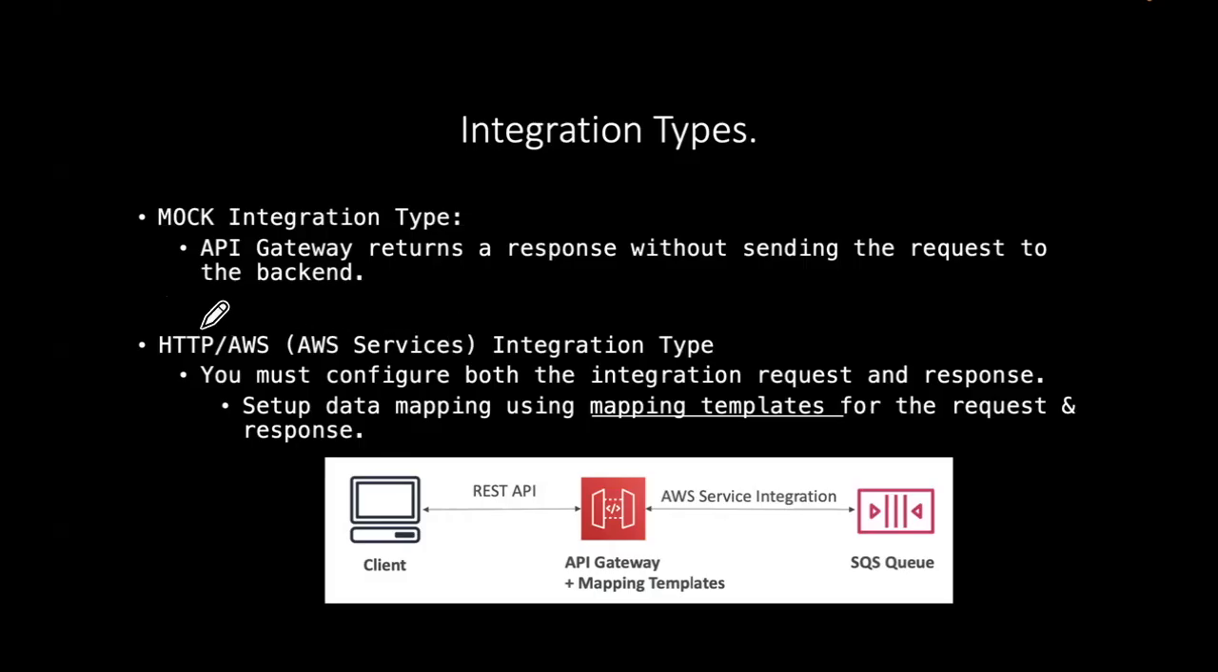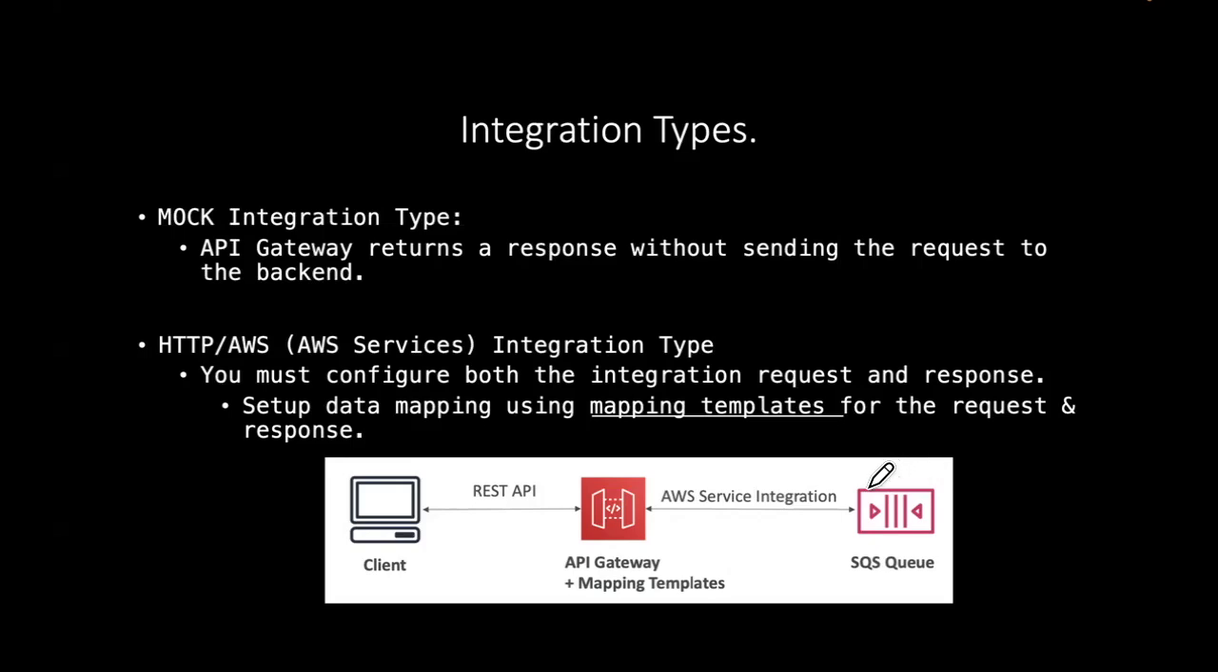Well, for that integration type, we are saying that the backend is certainly not going to be a Lambda. It's going to be some other type of resource. And in the image down here, I'm giving you one example. It's where the backend is actually an SQS queue. I'll talk about the SQS service in a future lecture.